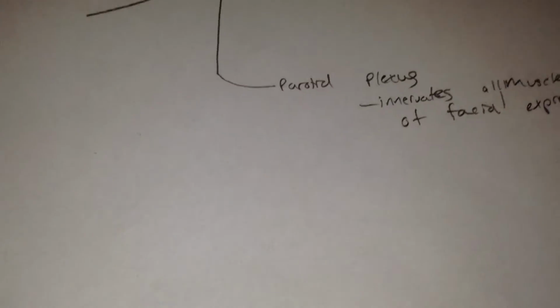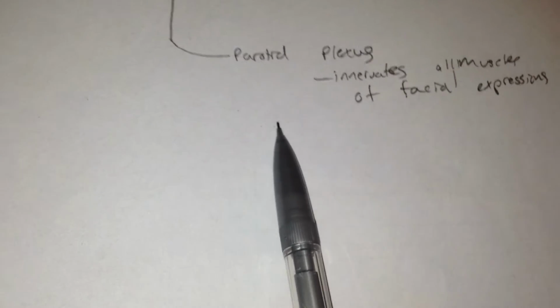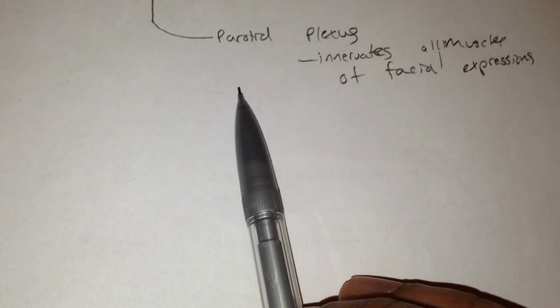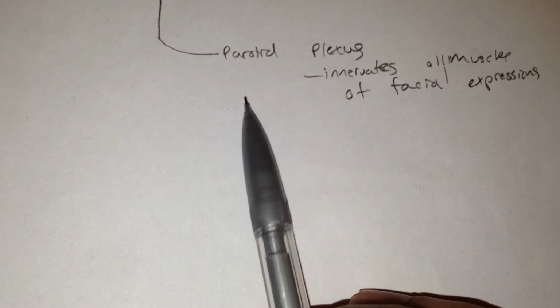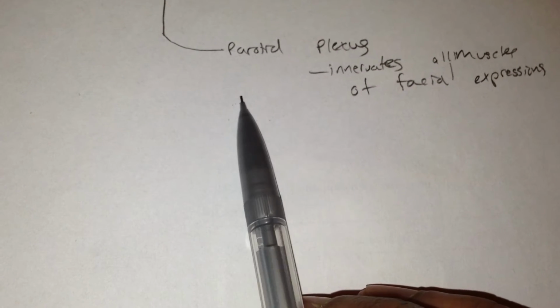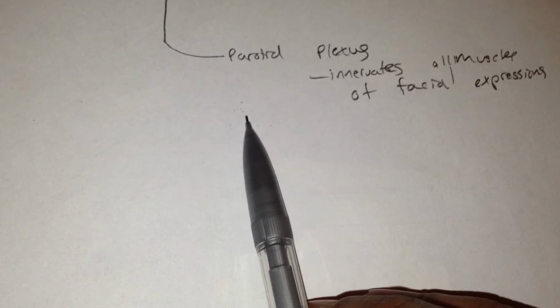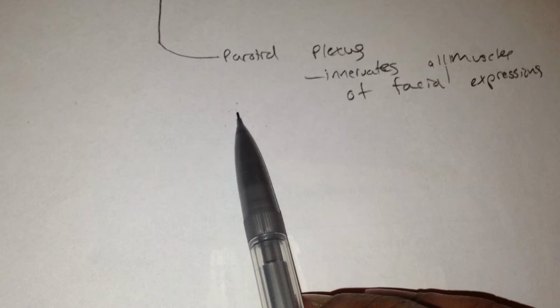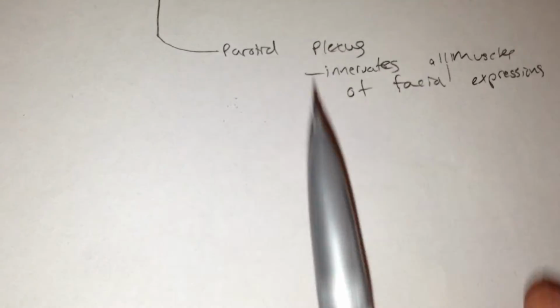Now, the branches in the parotid plexus, I haven't listed it here, I was a bit lazy, but you have your temporal branch. You're going to have your zygomatic, you're going to have your buccal, you're going to have your marginal mandibular, and you're going to have your cervical branch. So there are 5 branches.